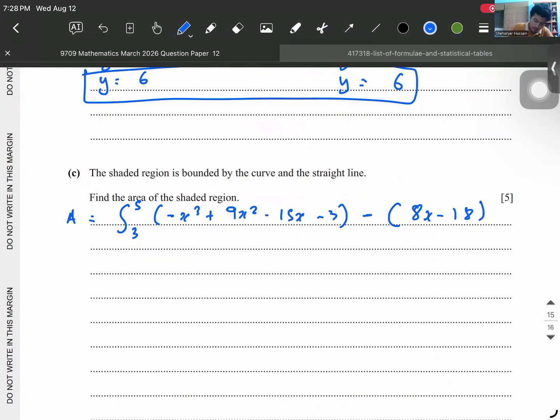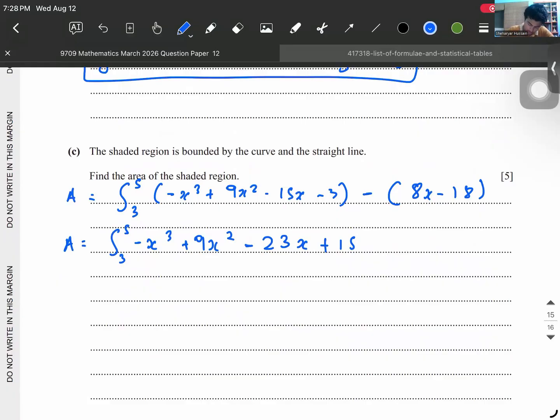So we have to find the area of the integration of, this turns out to be negative x cubed from 3 to 5. 9x square is just 9x square. And this turns out to be negative 23x. Negative 15 minus 8 is negative 23. And negative 3 minus negative 18. Wait, negative 3 plus 18. So positive 15.